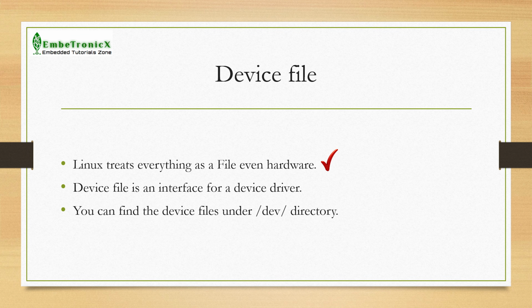In Linux, everything is a file. Linux treats everything as a file, even hardware. A device file is an interface for a device driver that appears in the file system. These are usually found under the dev directory. In simple terms, when we write a Linux device driver, it will create a device file, and when you talk to the device file, it means you are actually talking to your device driver. You will understand this easily as we go to the example, so don't worry.